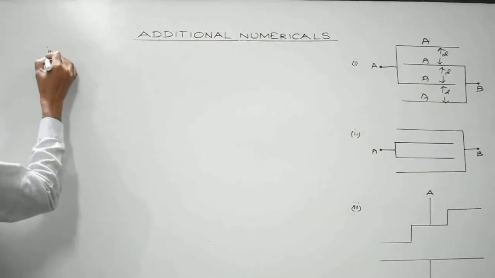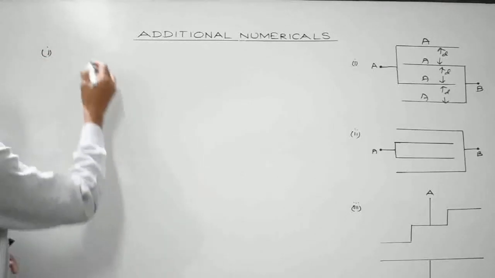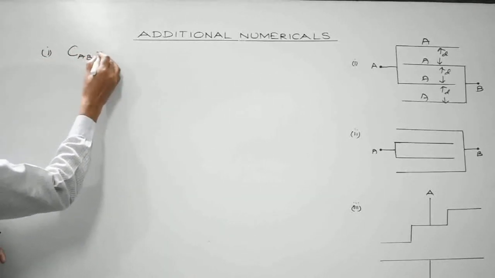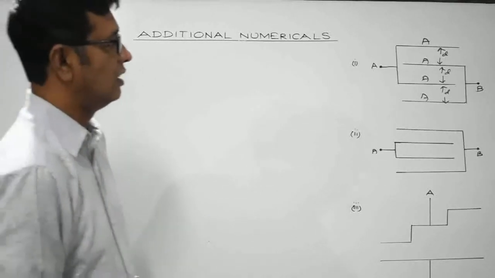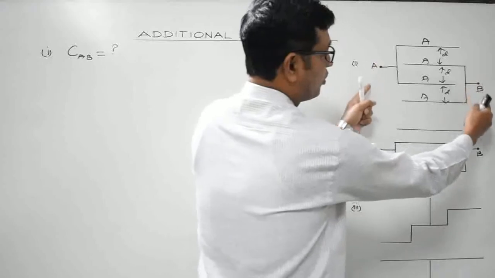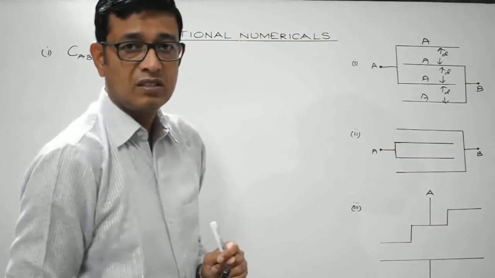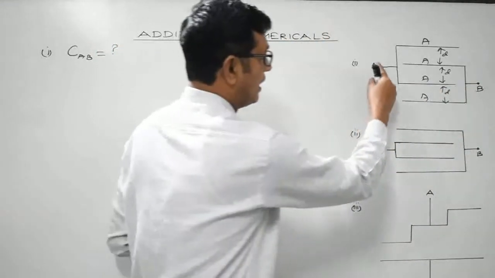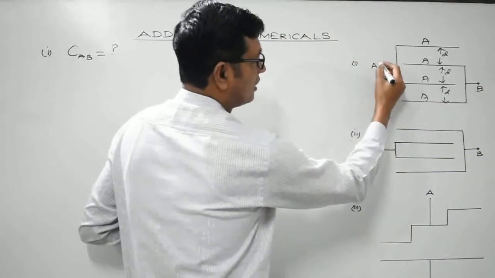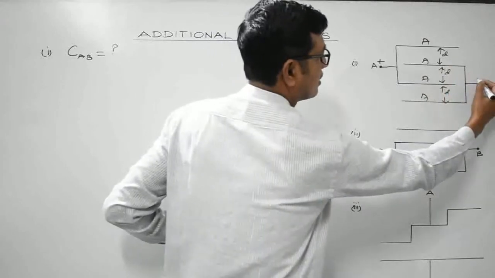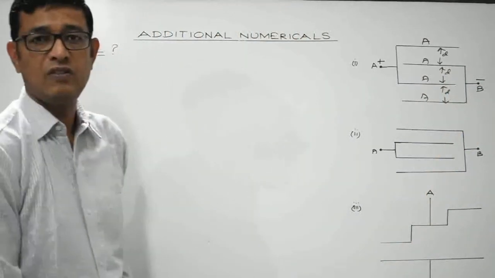So let's start with the first one. The net capacitance between the points A and B is to be determined. So how to proceed? Net capacitance between the points A and B being determined means a potential difference is to be applied across A and B. Now look. Suppose this is a higher potential and let us consider this to be a lower potential, right?